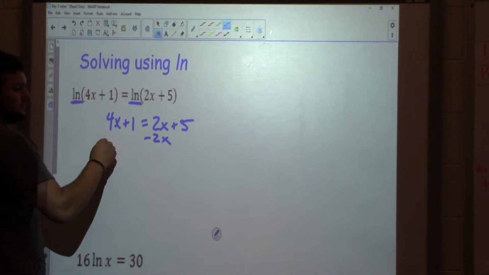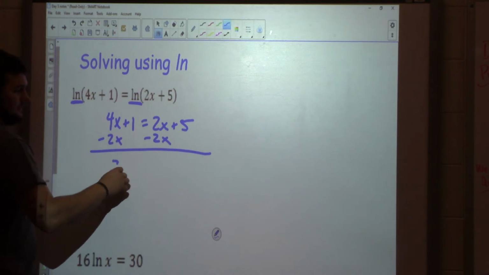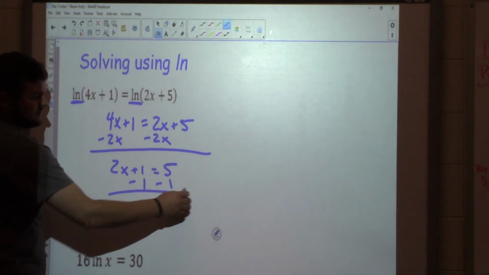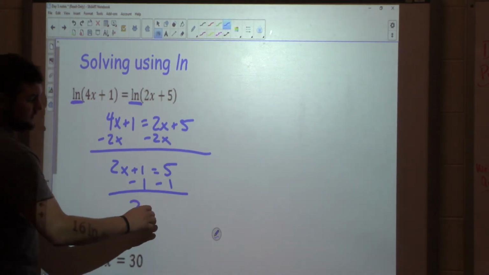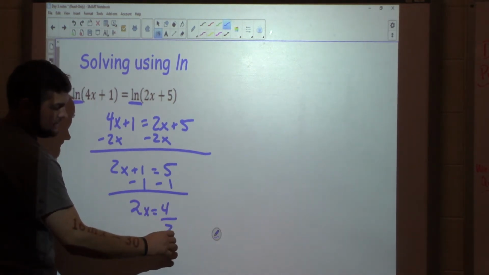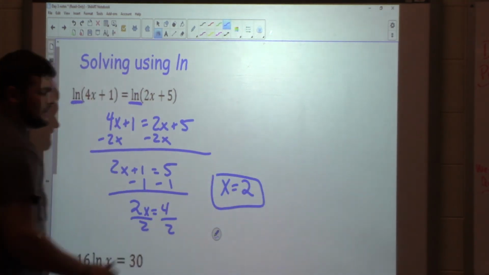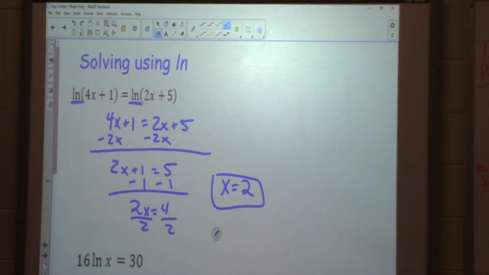Well, subtract 2x. 2x plus 1 equals 5. Subtract 1. 2x equals 4, and then divide by 2. x equals 2. Right? Just like yesterday, if our bases are the same, we can set those parts equal. All right, second problem.